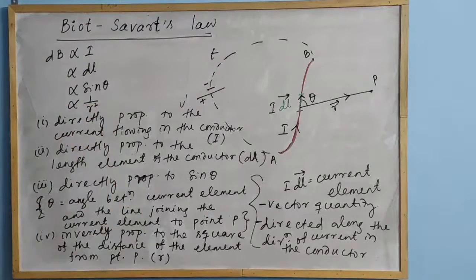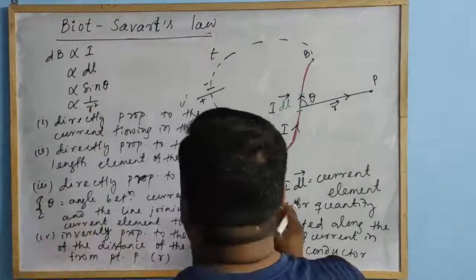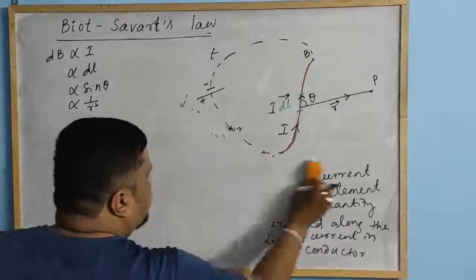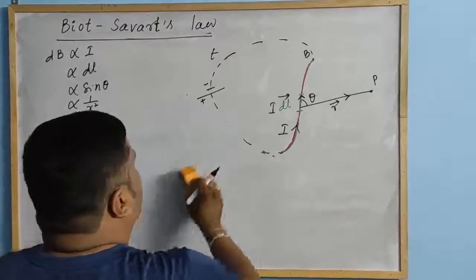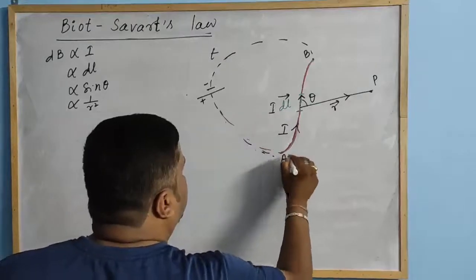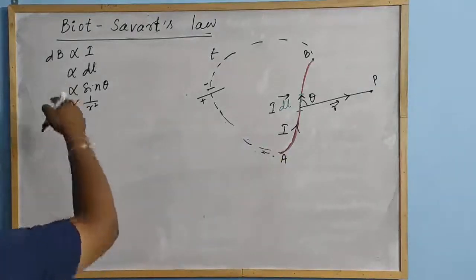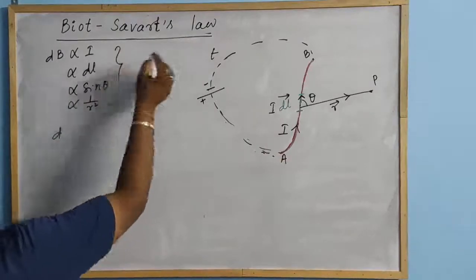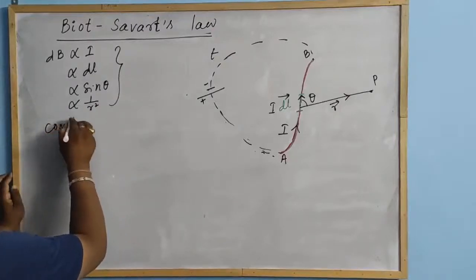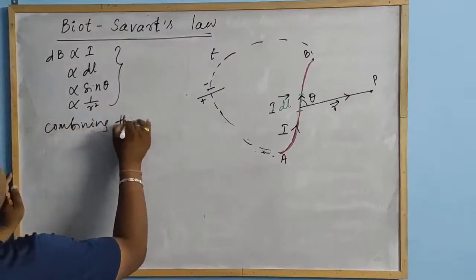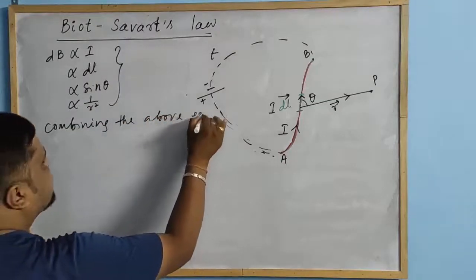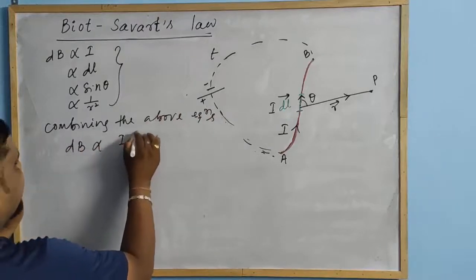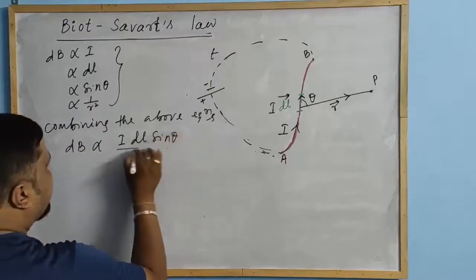According to the statement, these are the cases. Clear? Now let me erase this one. So now combining all these things, what do we get? Combining the above equations, what will I get? dB is proportional to I dl sin theta by r square.